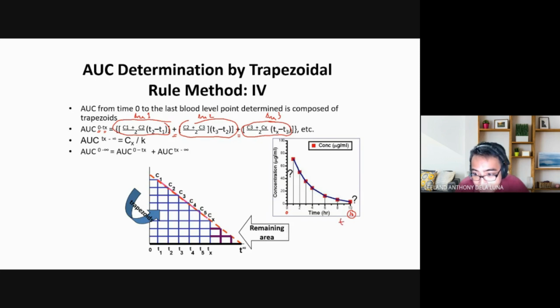Tx refers to your terminal time. It determines the last plasma concentration-time data point that you have. In this case, I have a plasma concentration on the 10th hour, so that will be my Tx. That's why it's the AUC from 0 to Tx. So are we clear, class?